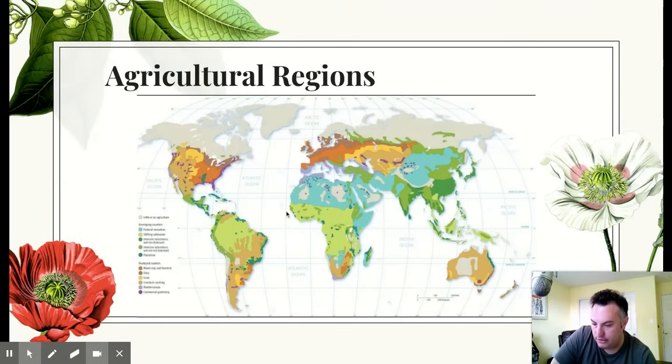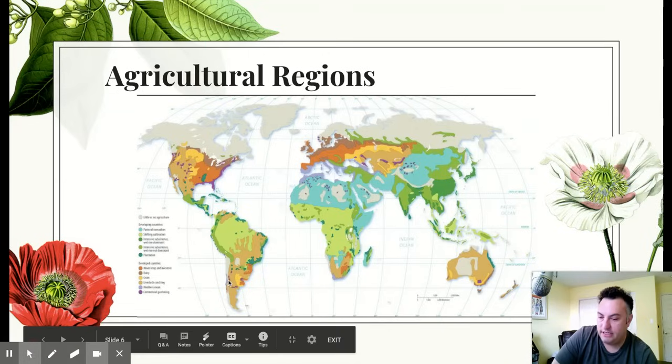Okay. Like you can see, let's use the Mediterranean example that I mentioned earlier that we see here in Southern California. That's like this light purple color that you'll see around the Mediterranean Sea, but you'll also see it here in California, on the west coast of the United States, down on the west coast of Chile in South America, and even a little bit down here on the west coast of Australia.